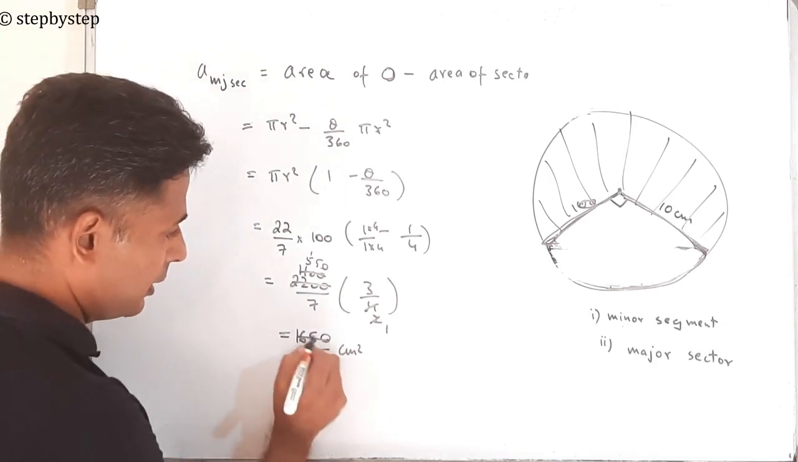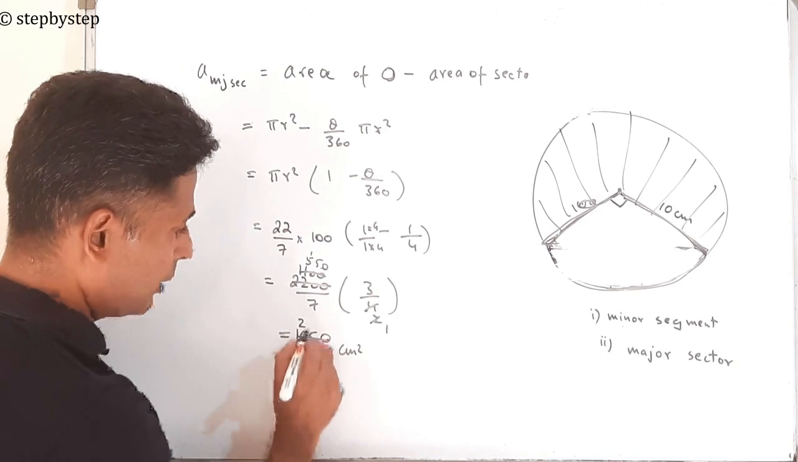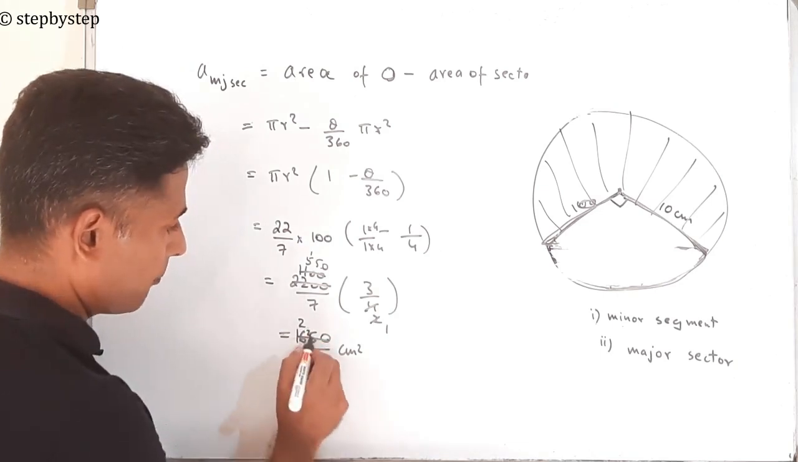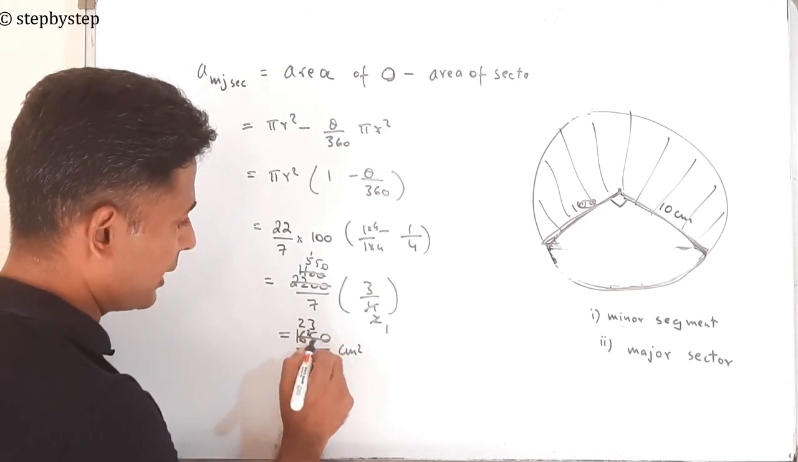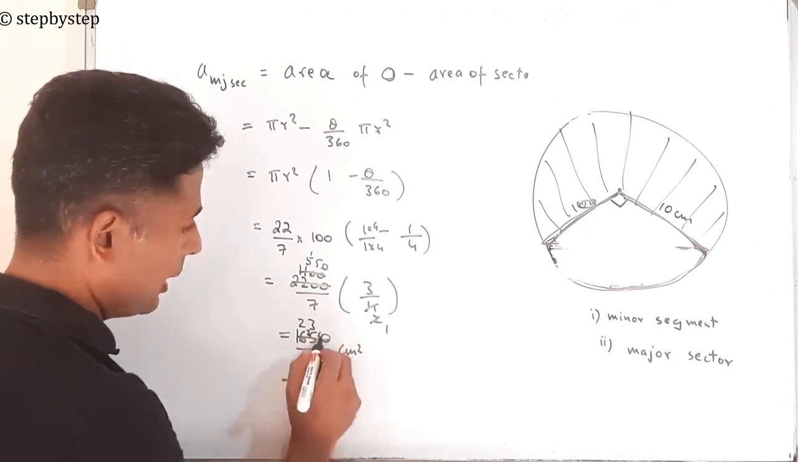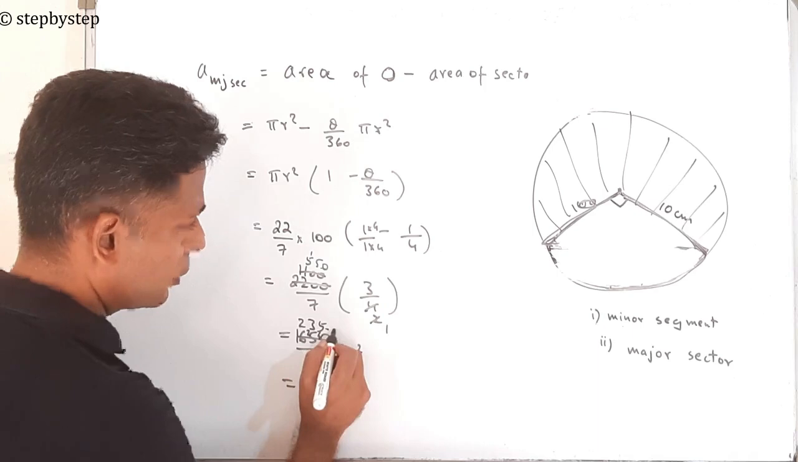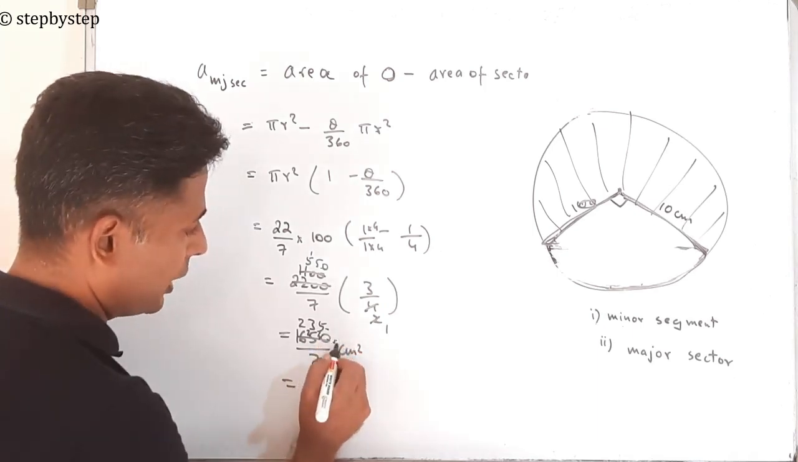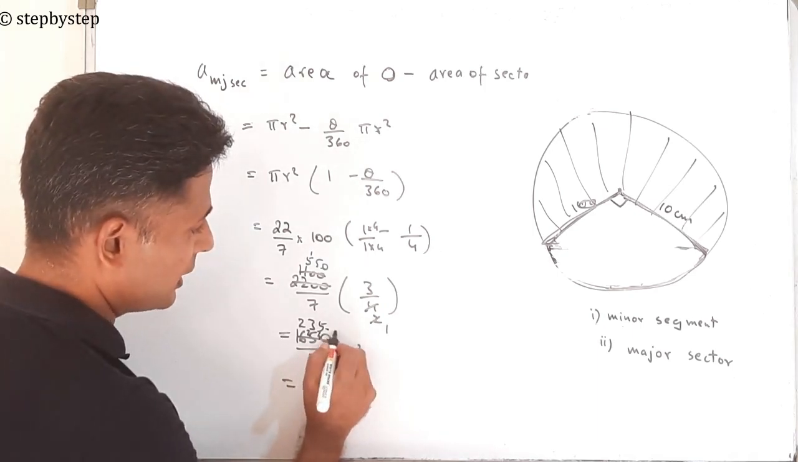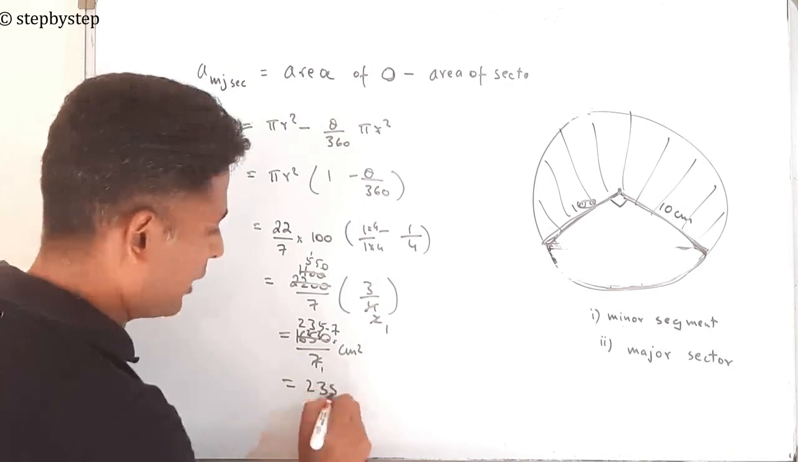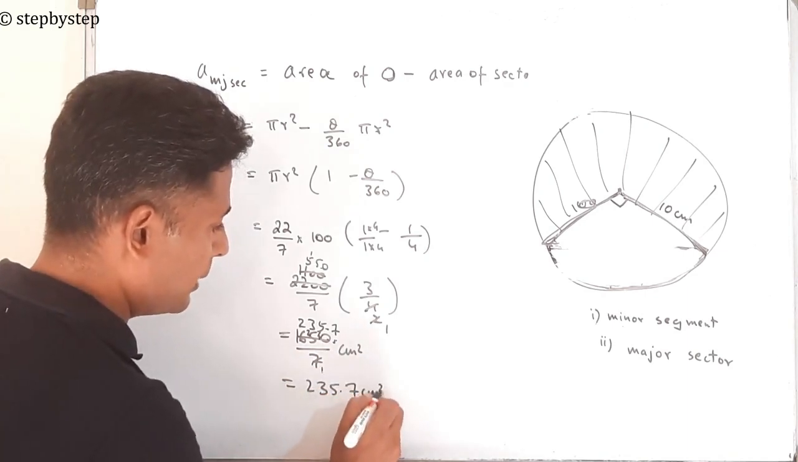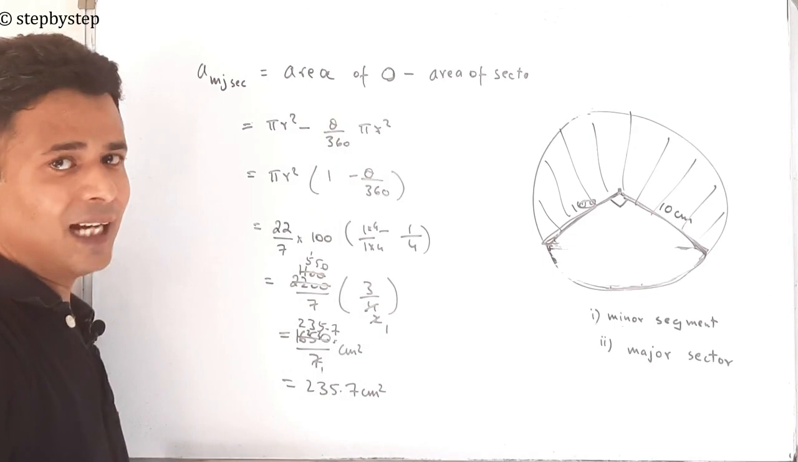So 7 1s are 7, 7 2s are 14. So 2 will remain. 2 5s are 10, 7 3s are 21. 4 will remain, and 4 5s are 20, 7 5s are 35. So again 5 will remain. So 50, which means 7 7s are 49. So the answer is 235.7 centimeter square. This is the answer.